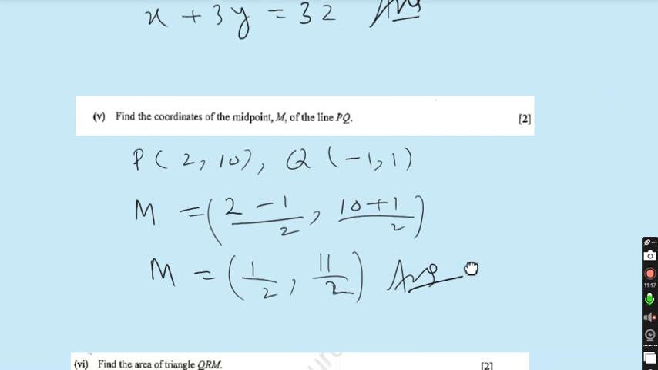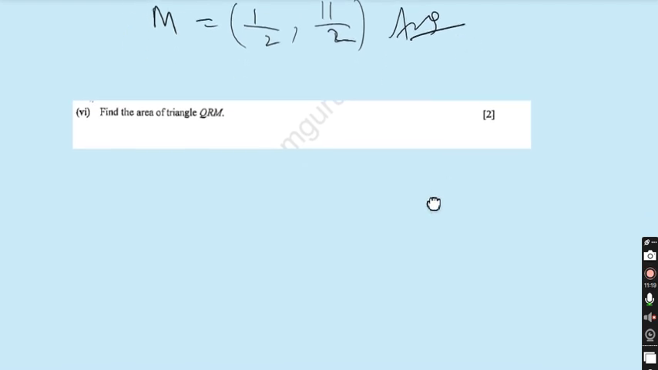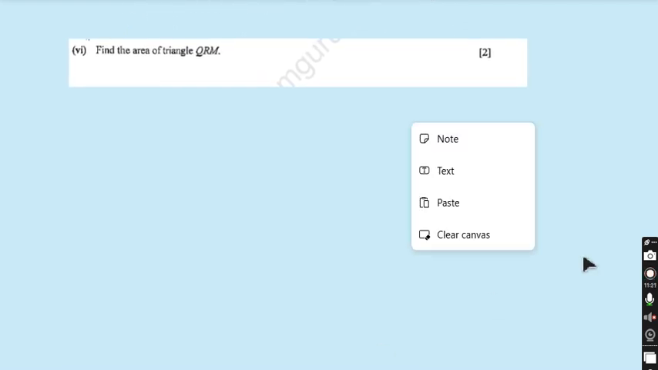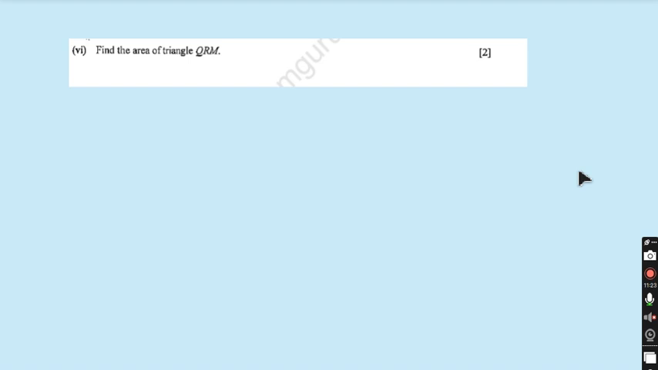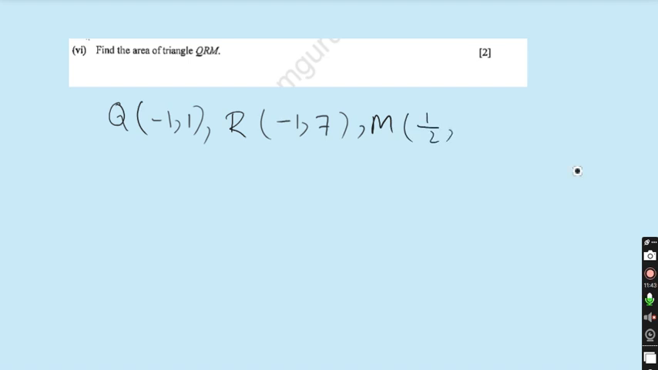See the next part. What is the next part? Find the area of triangle QRM. So in order to find the area of triangle, we must have the coordinates. Q we have found, (-1, 1), coordinates of R (-1, 7), coordinates of M are (1/2, 11/2).